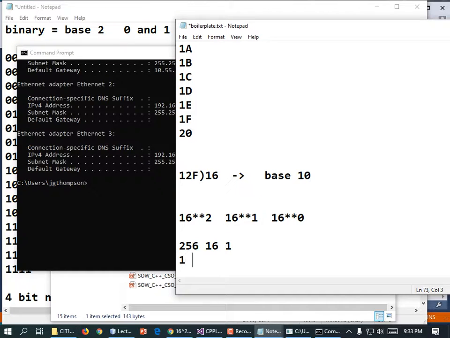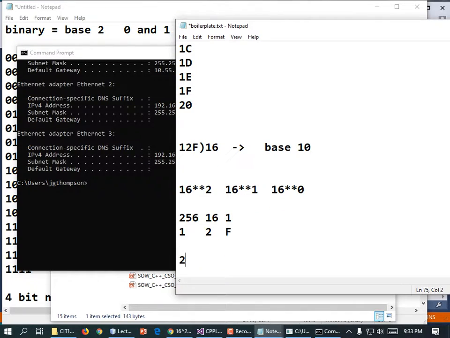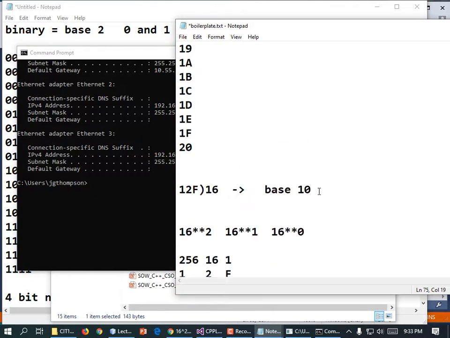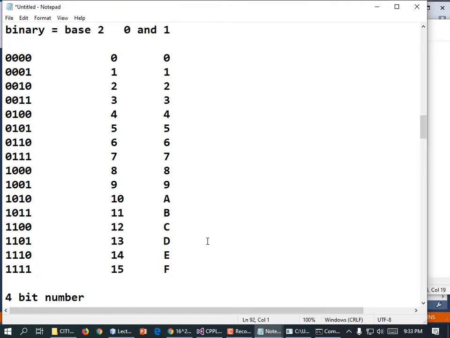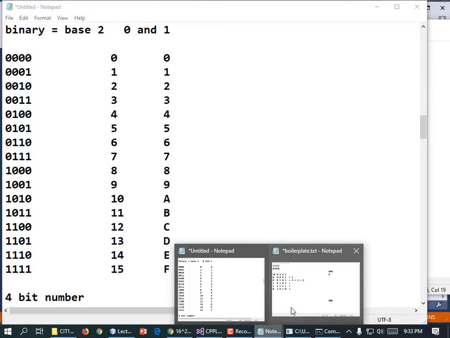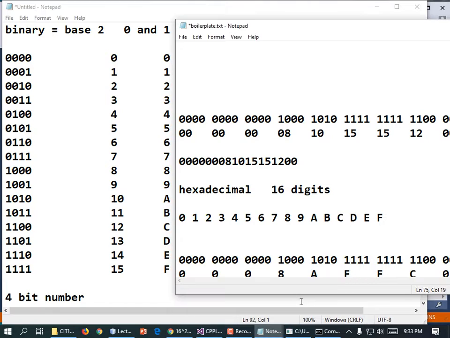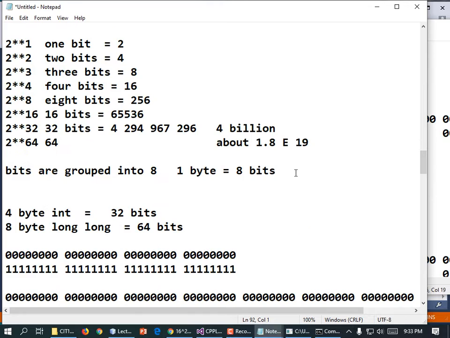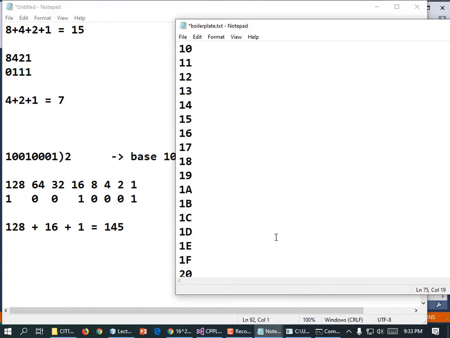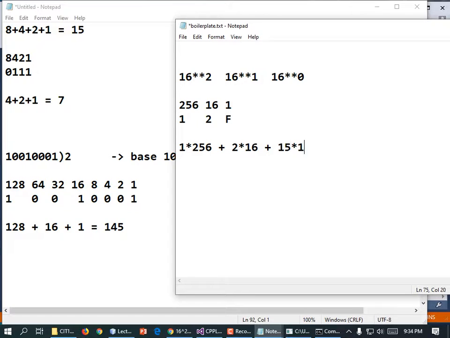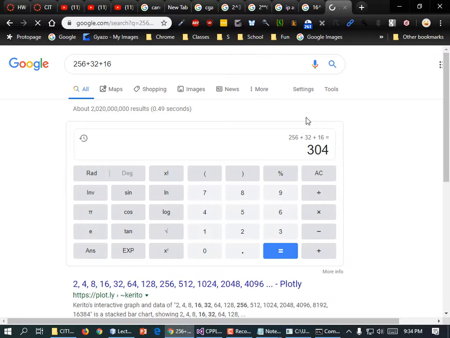So if we have this number, 12F, that means 1 times 256, plus 2 times 16, plus F times 1. But what was an F really? Way back when we were counting them out, an F was a 15. Exactly. So that's 15 times 1. So that's 256, plus 2 times 16 is 32, plus 15. I'm just going to copy and paste that into Google rather than do it in my head. 303.